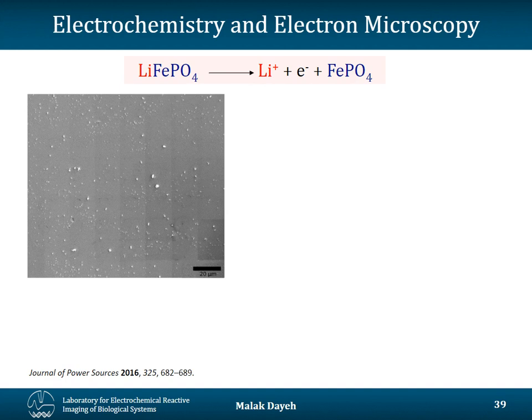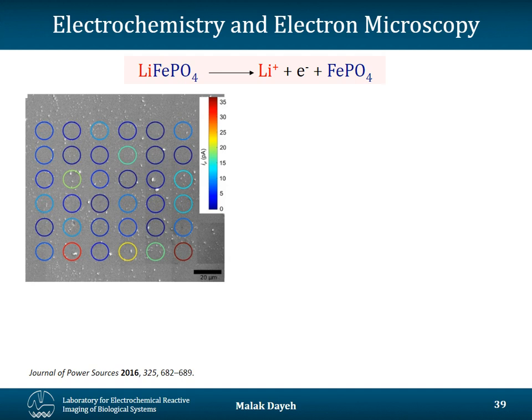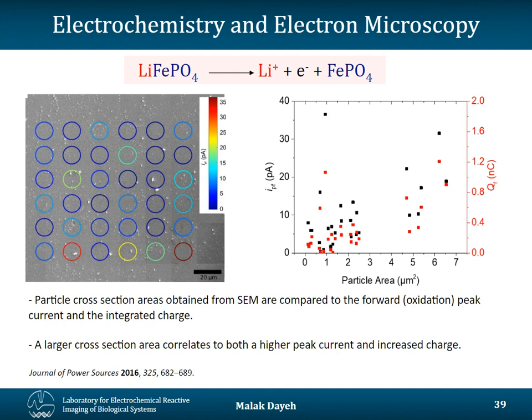So here on the left-hand side, you have a high-resolution stitched SEM image where LFP particles, which are the whiter aggregates, are dispersed. Each of the areas where we landed the micro droplet is highlighted by the circle, and the color of the circle in this case is the current of the forward peak for the intercalation reaction. You can then get really nice statistics. You can see that a larger cross-sectional area correlates to higher peak current and increased charge, but you can generate a lot of data and evaluate a large number of battery particles using this method.